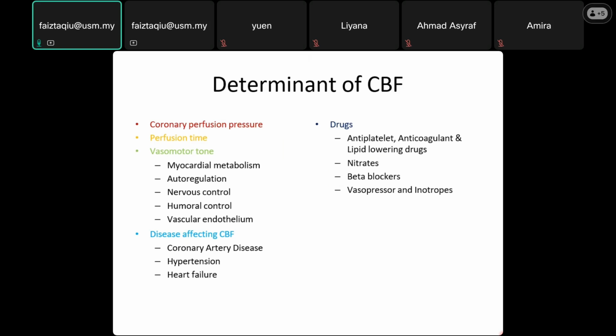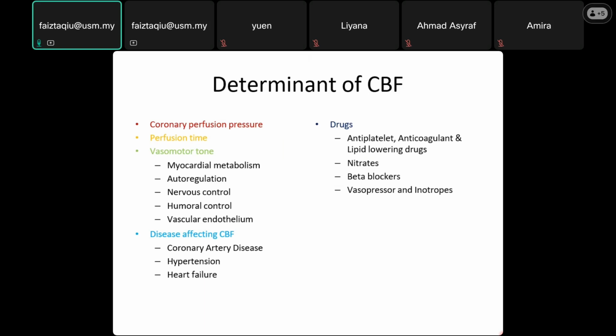Perfusion time is specifically, when you're talking about the left side of the heart, the diastolic time, because the left side of the heart is supplied mainly during diastole. It also correlates with your coronary pressure in some sense. But heart rate is one of the main determinants of perfusion time and coronary blood flow. An increase in heart rate will reduce the perfusion time. Then vasomotor tone, for example myocardial metabolism, autoregulation, nervous control, humoral control, and vascular endothelium. Later on, I will explain more in the next slide.